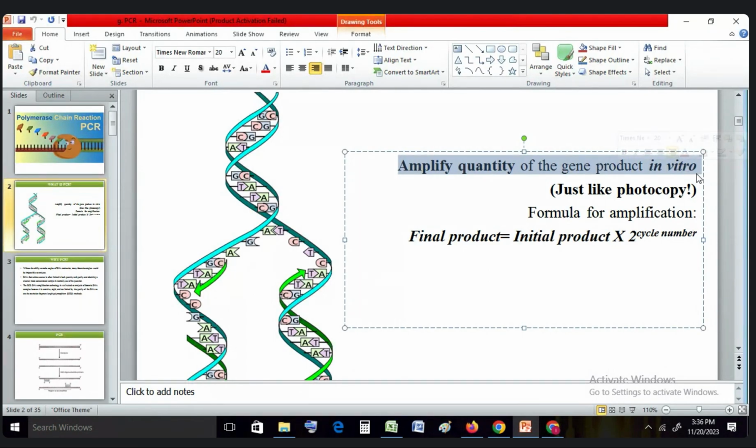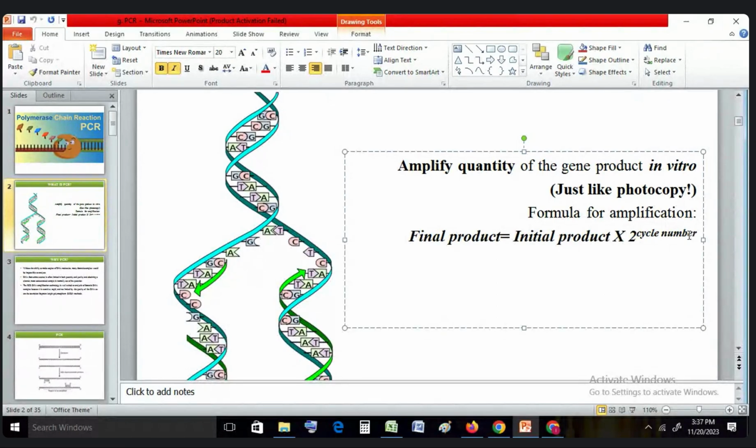And the formula for the amplification is like this. Your final product would be something like the initial product times 2 to the power of the cycle number. However many cycles you are running, that number would be the exponent of 2. So you can get an idea about what the product would be.